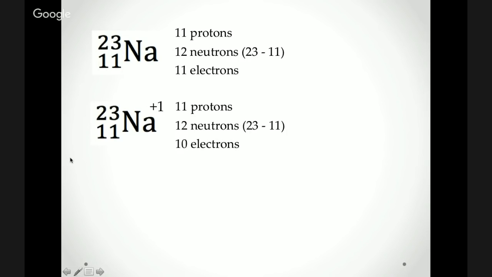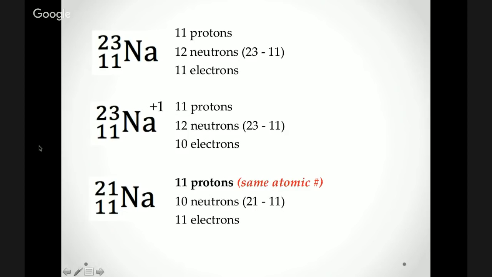Now, there was the question about isotopes. So let's look at an isotope, another isotope of sodium. And notice that it is still sodium. Notice that it has a mass of 21, and its atomic number is still 11, because isotopes of the same element will always have the same atomic number. Its mass, however, is going to be different, because now we're looking at 21 minus 11. That's going to give us 10 neutrons compared to these two versions having 12 neutrons. Electron number, again, is still the same because we don't have a charge indicated.